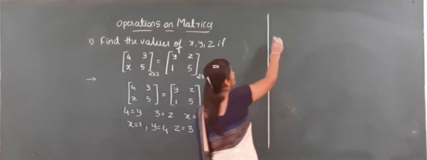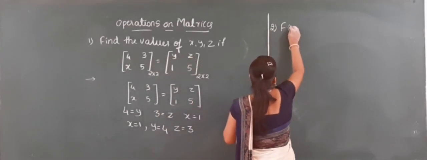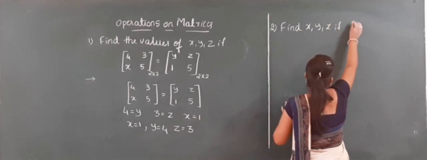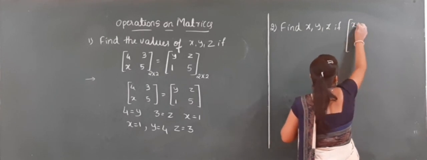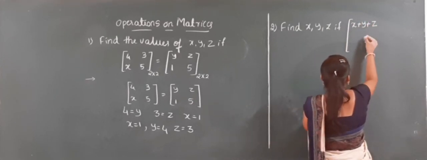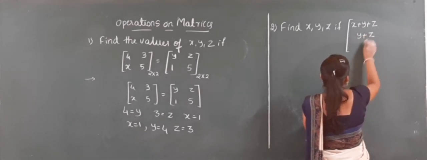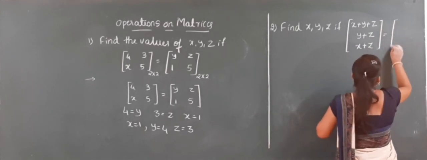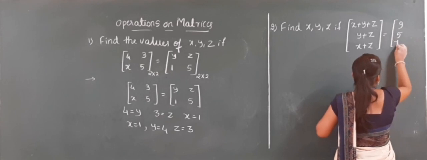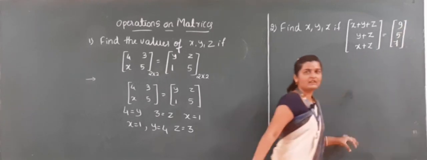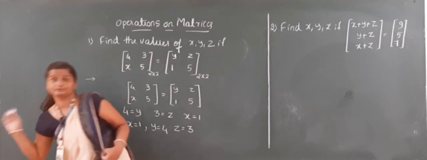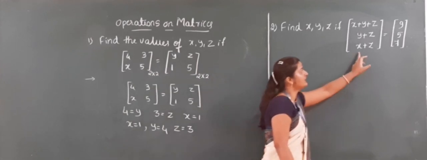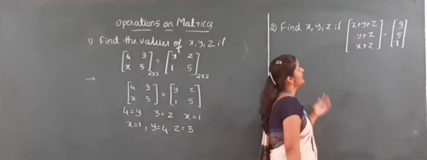Okay, so I will move to the next question. Find x, y, z if the column matrix with entries x plus y plus z, y plus z, x plus z is equal to the column matrix 9, 5, 7. Okay, this is our question. You have to find x, y, z when these two matrices are equal. So they have given that these two matrices are equal.